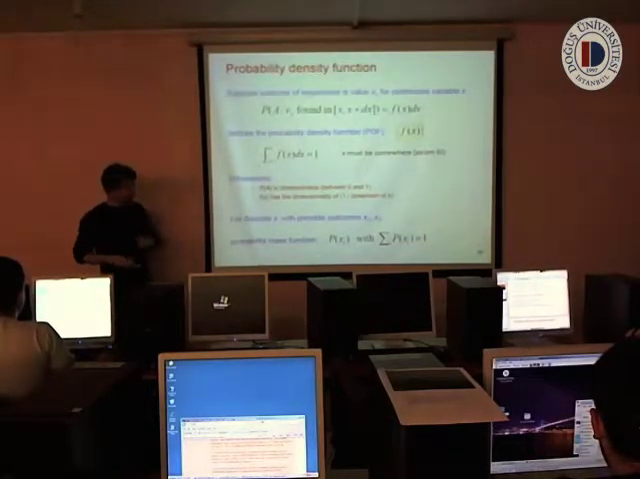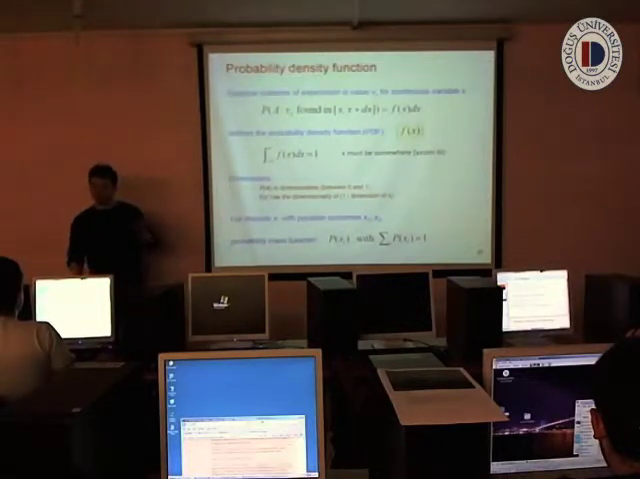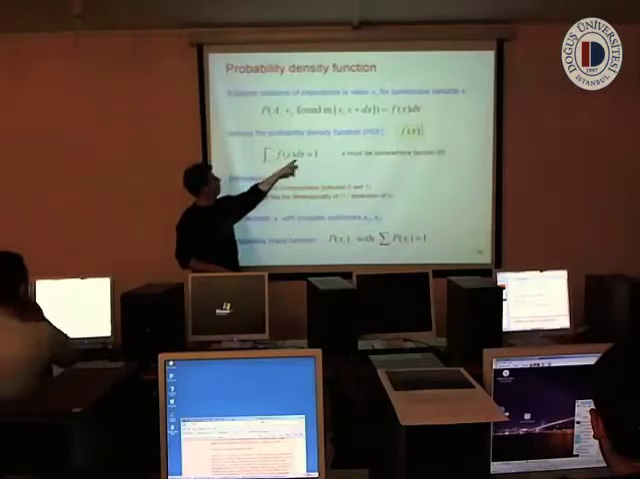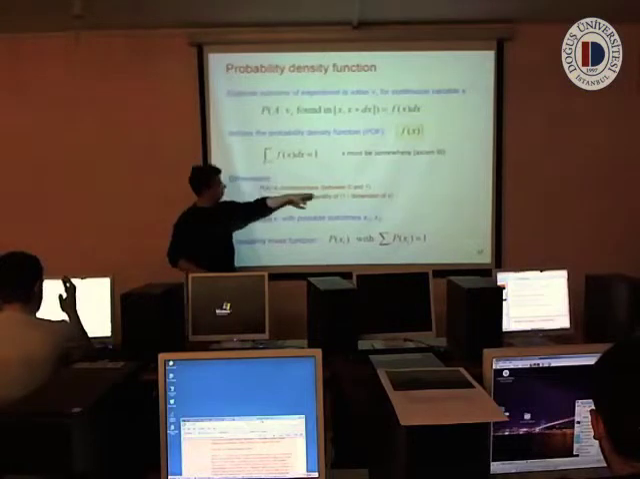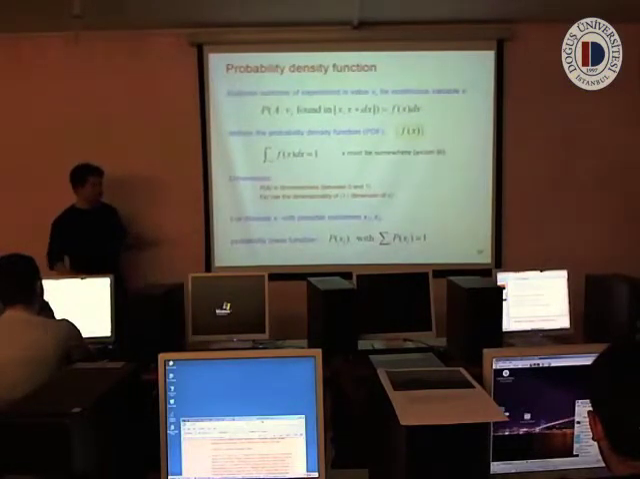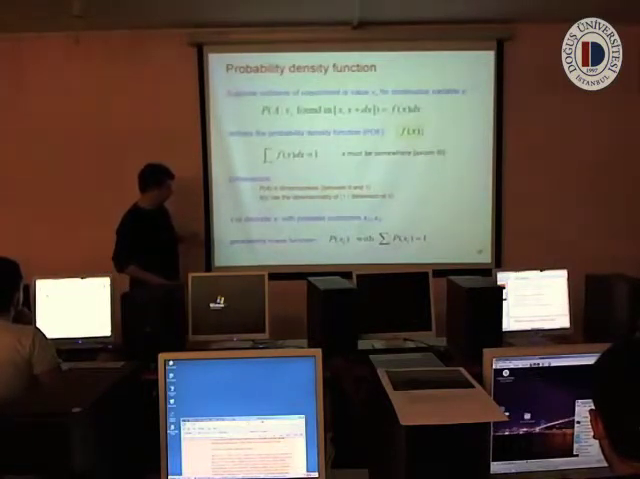Probability has no dimensions. f of x, the probability density, must have a dimension because it's a density. You see here, if you multiply it by dx, you get a dimensionless number, so the dimension of f is 1 over the dimension of x. That's important to know and also helps you in cases to understand what's going on.